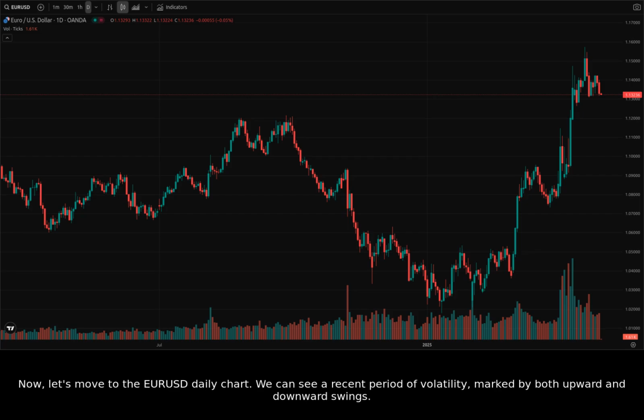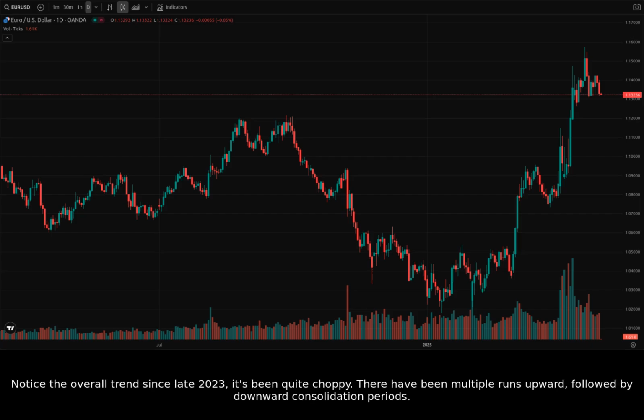Now, let's move to the EURUSD daily chart. We can see a recent period of volatility, marked by both upward and downward swings. Notice the overall trend since late 2023. It's been quite choppy. There have been multiple runs upward, followed by downward consolidation periods.